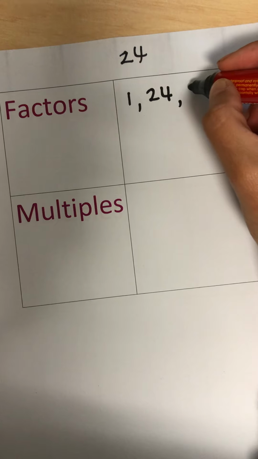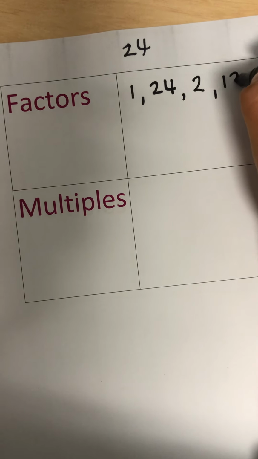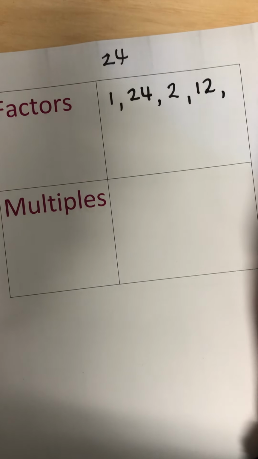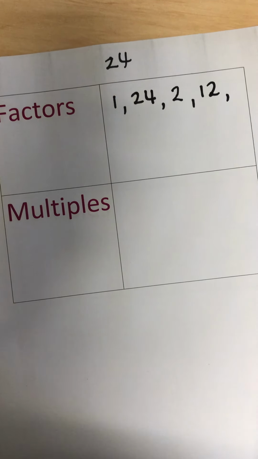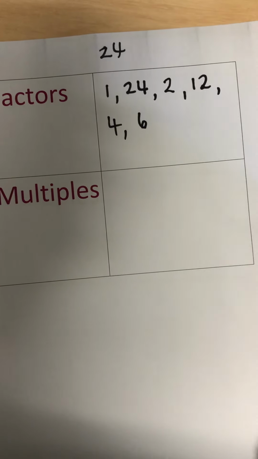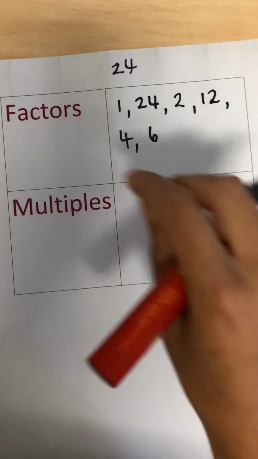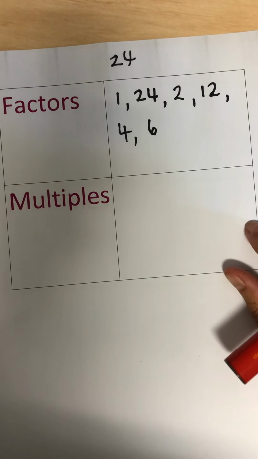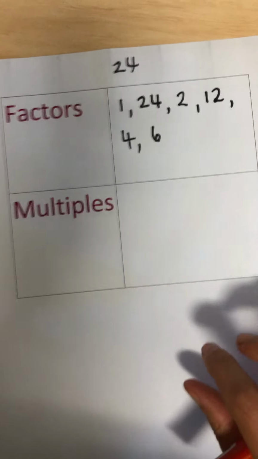What else can I do? I can do 2 times 12. What else can I do? I can do 4 and 6, because 4 times 6 gives me 24.